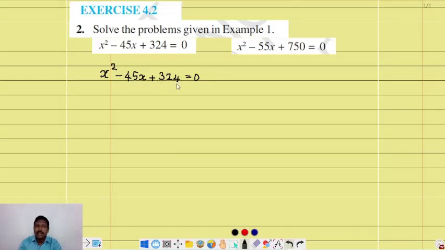That means the sum of two numbers should be how much? 324. So we have to think of the numbers. So here the product is equal to plus 324 and the sum, that is a plus b, is equal to minus 45. So the numbers are minus 36 and minus 9.